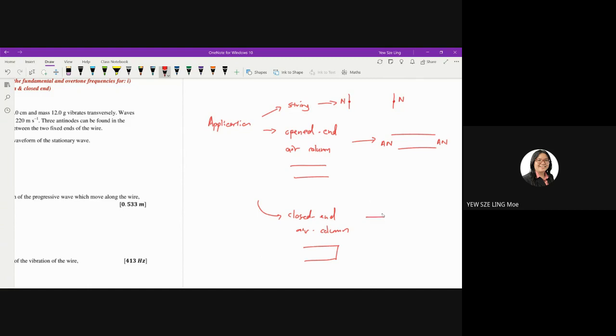So when it comes to closed end air column, the closed end is a node, and the open end is an antinode. The reason why you have an antinode at the open end is that it has less pressure there, and in the closed end it has higher pressure. Therefore, you have a node there. All particles vibrate, they focus at just one point. One more thing that you need to know about the closed end air column is that it only has odd harmonics.